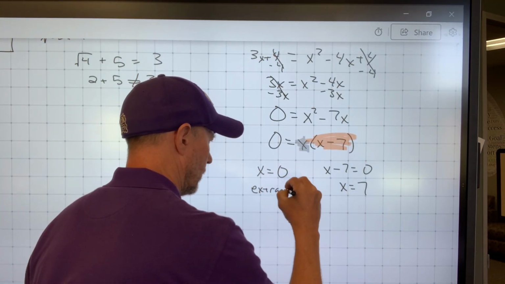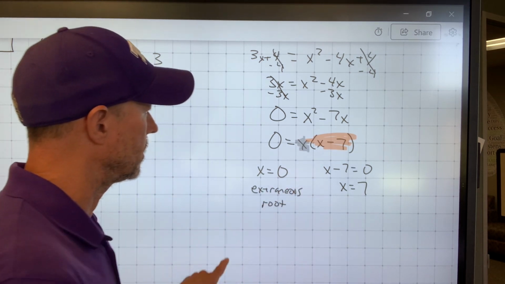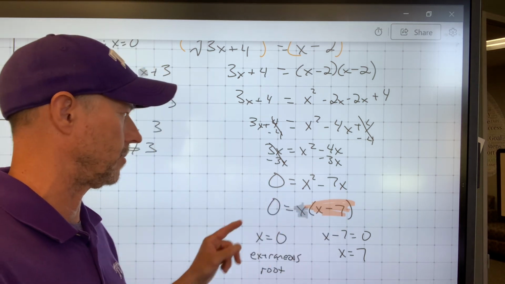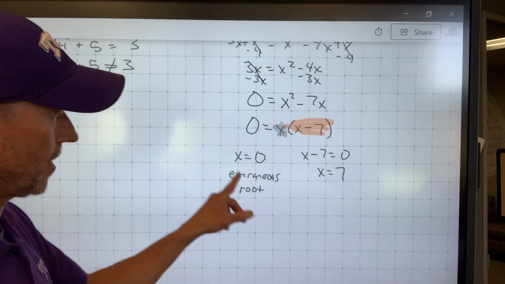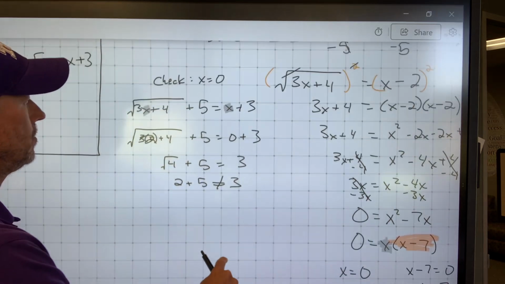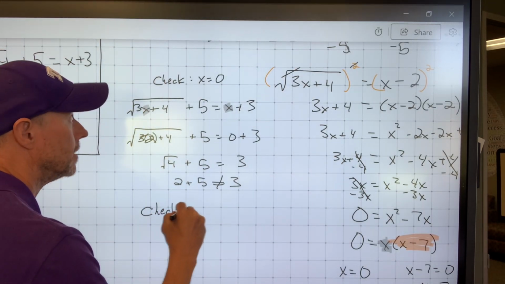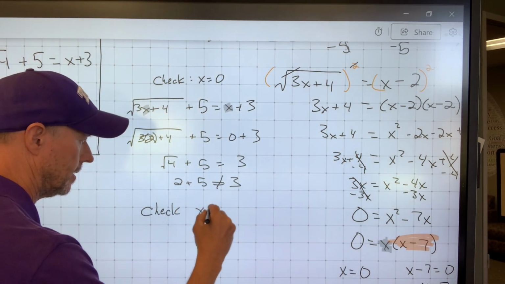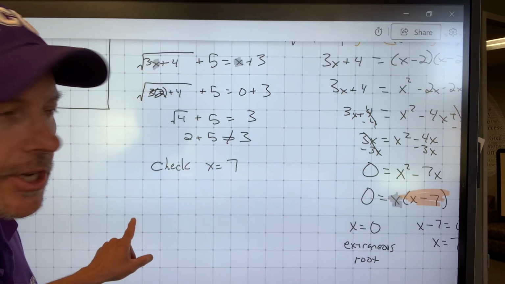It worked in this equation, if I put in 0, it will be equal to 0. But it does not work in the original. That makes it extraneous. This one we will check next. So going back, I'm going to check x equals 7. We're going to check x equals 7.